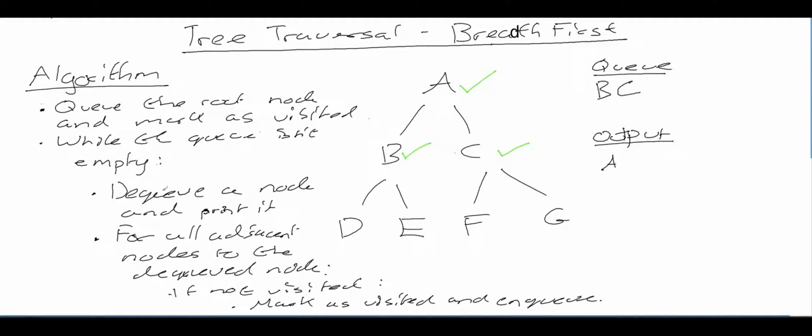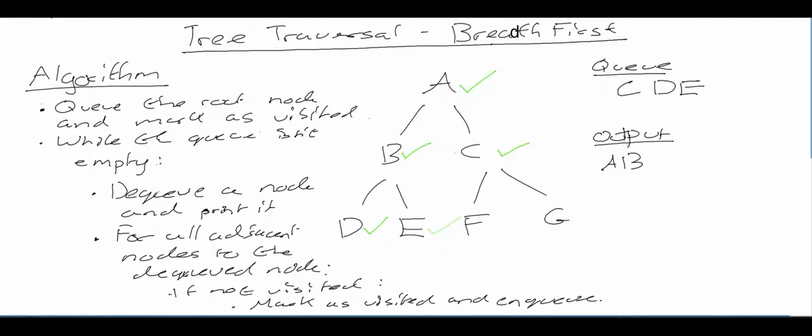Then we go back to the beginning of the while loop and we dequeue a node and we print it. So we're going to dequeue B, and then we add it to our output. And then for all of the adjacent nodes to the dequeued node, if they've not been visited, we mark them as visited, and then we queue them. The adjacent nodes to B are A, D, and E. But A's already been visited, so we're only dealing with D and E here. First of all, for D, we mark it as visited, and then we add it to the end of our queue. Then we take a look at E, we mark it as visited, and we add it to the end of our queue.